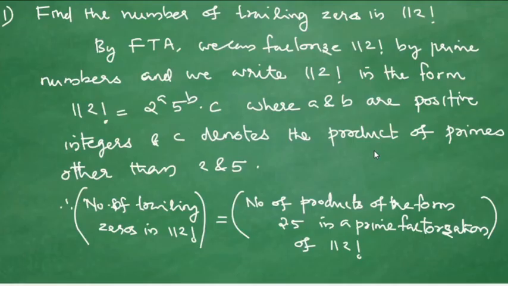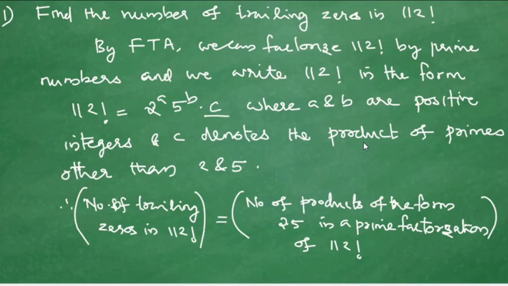So let's look at an example. First one: find the number of trailing zeros in 112 factorial. By the fundamental theorem of arithmetic, we can factorize 112 factorial into prime numbers, and we write it in our required form: 2 raised to a, 5 raised to b, into c. What is c here? We write in this form because we need the maximum power of 10 coming in this factorization. So we write all other prime factors as c itself.